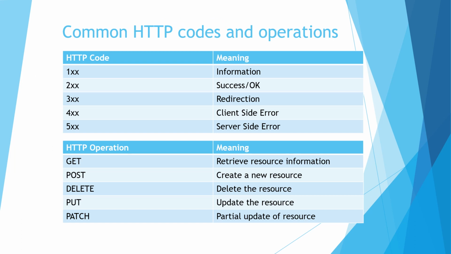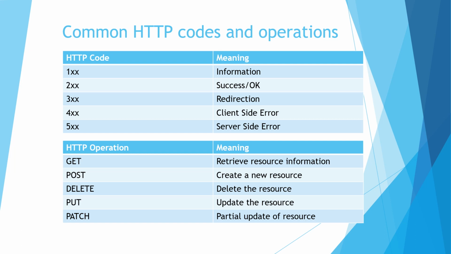Since the REST APIs use the HTTP protocol, in this section we will learn about the common HTTP codes and the operations. Coming on to the codes first, the codes which are starting with 1 indicate information. The code starting with 2 indicates a success or an OK response. The code starting with 3 indicates a redirection of the URL. The code starting with 4 indicates a client-side error. And finally, the code starting with 5 indicates a server-side error.